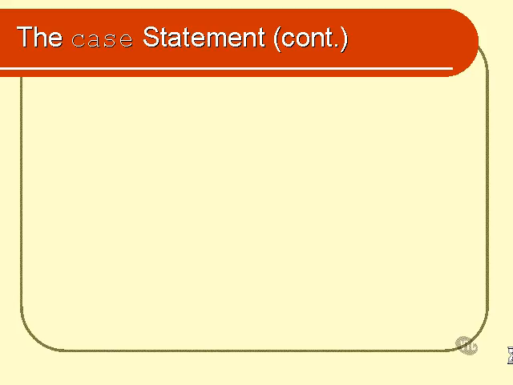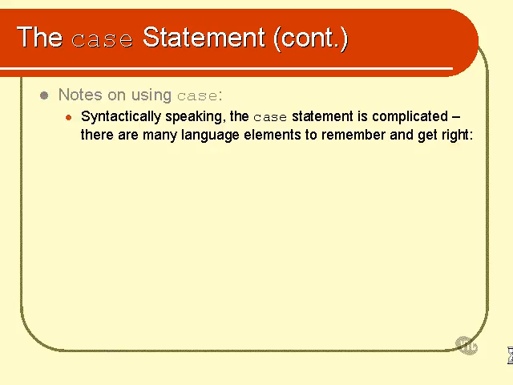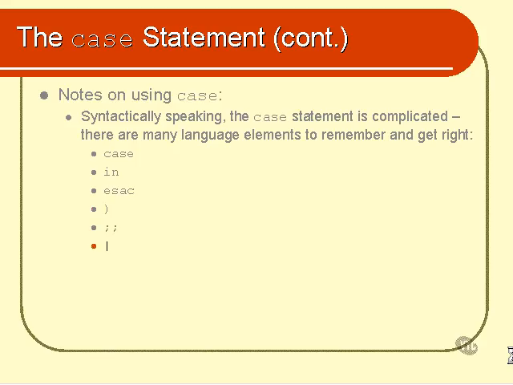So that's pretty much it for the case statement. Here are just a few notes to keep in mind while you're using it. It's actually a rather complicated piece of code, the case statement, because there's a bunch of new language elements that we haven't seen before that we have to remember and get right, including the word case, the word in, the word esac, the round bracket, the double semicolons, the vertical bar symbol, and all the wildcard stuff. That's all quite complex, and it's all new with the case statement. It's actually a lot less complicated to use an if statement, but it's considerably more code.